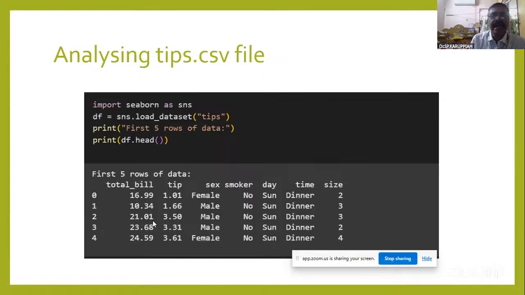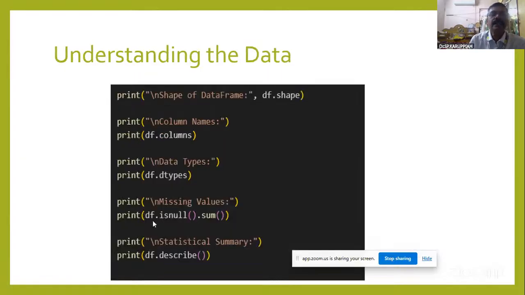I can take it as an example. Next, to understand the data, we ask: what is the shape of the data frame, what are the columns involved, what are the data types of each column, what are the missing values, and how to describe the mean, median, maximum, minimum, the statistical summary. We use df.columns, df.dtypes, df.isnull().sum(), and for the statistical summary we use df.describe.